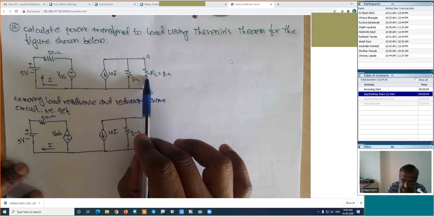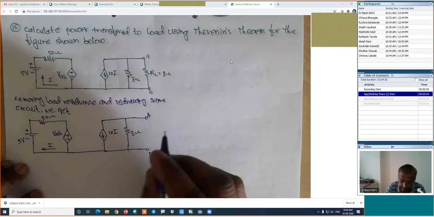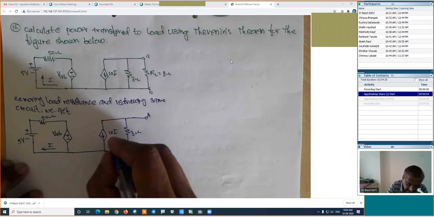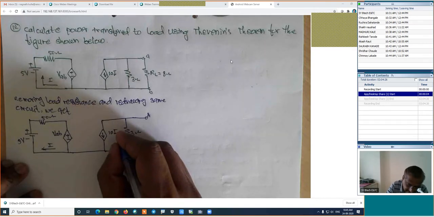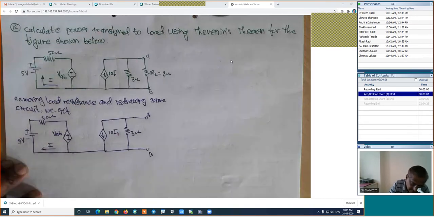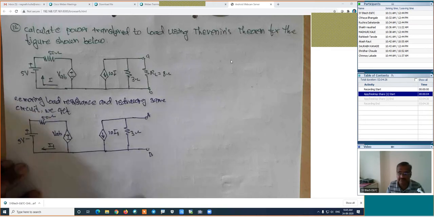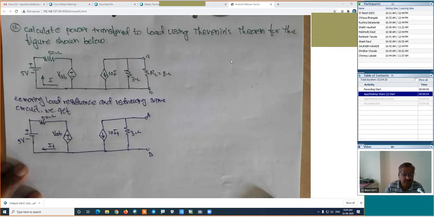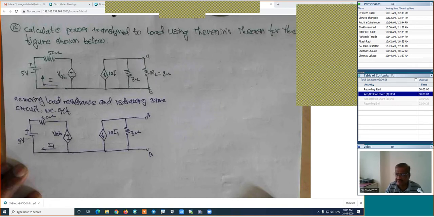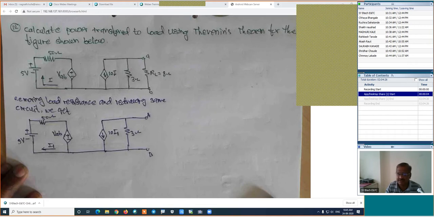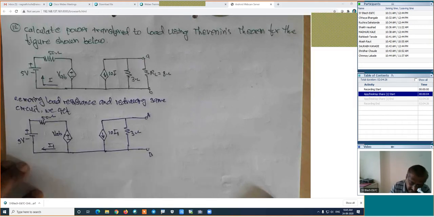To differentiate that, I will give some other name here. I will name this current I1. To differentiate between case 1 and case 2, that's why we are giving these names to this particular figure. Now here in this case, this will be the circuit.